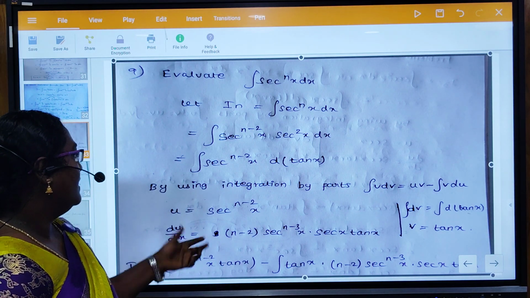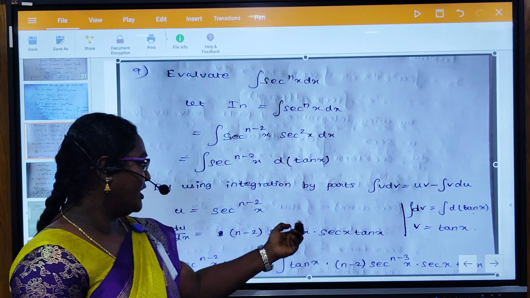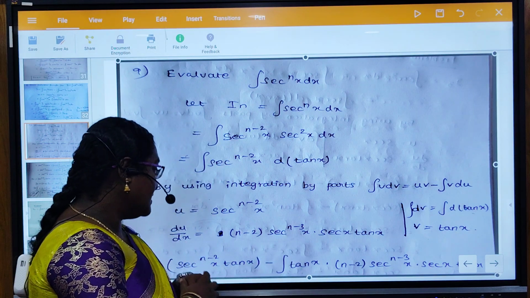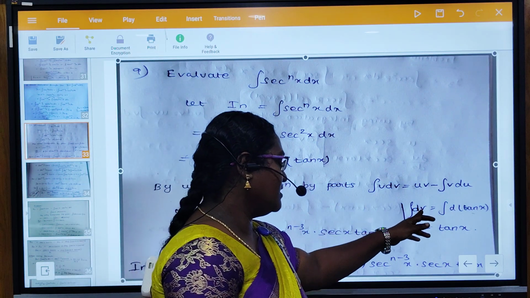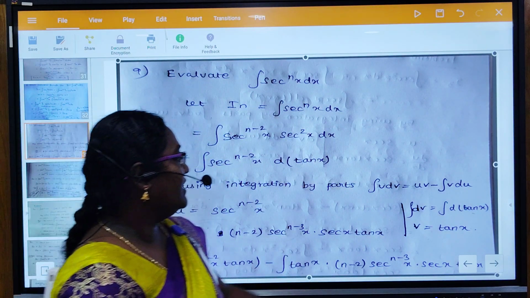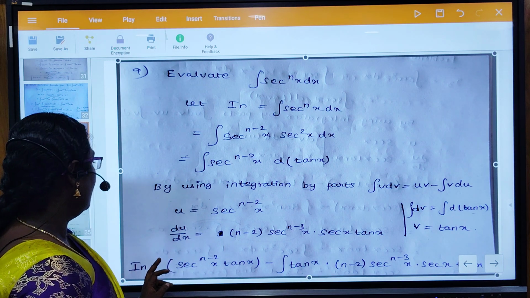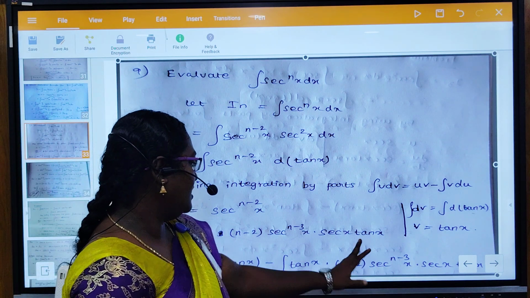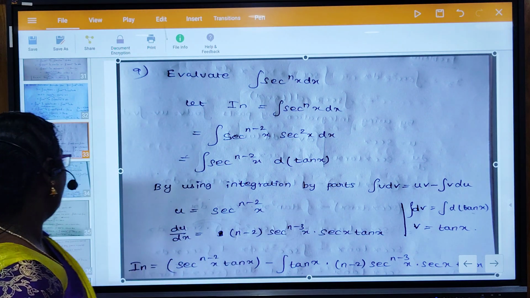When we substitute in the formula, we take the algebraic function as u. So what is the differentiation of secant power n minus 2 x? It is n minus 2 secant power n minus 3 x and the differentiation of secant x, which is secant x tan x. So we are taking the remaining term as dv. What is the integration of dv? It is v. So when we integrate d tan x, it is tan x, and we are substituting in the formula: u is secant power n minus 2, times tan x, minus integral v du. I have just substituted in the formula: integral u dv is equal to uv minus integral v du.